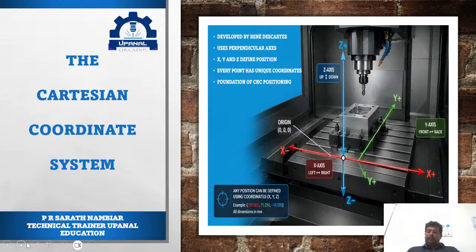Think about a room. It will tell you move 3 meters to the right, 2 meters to the front, and 1 meter up. You can identify a very specific location inside the room. The CNC machine works in exactly the same way. With the combined X, Y, and Z values, the machine can determine the precise location of the tool or the workpiece. This is the foundation of CNC motion. Without this system, accurate CNC machining would never be possible.